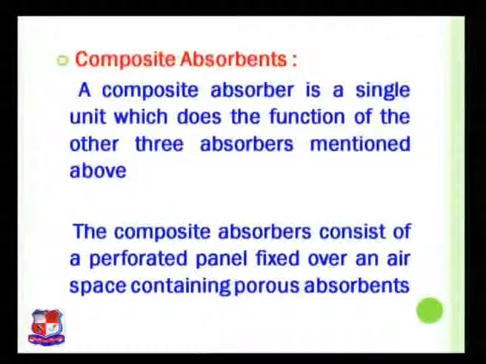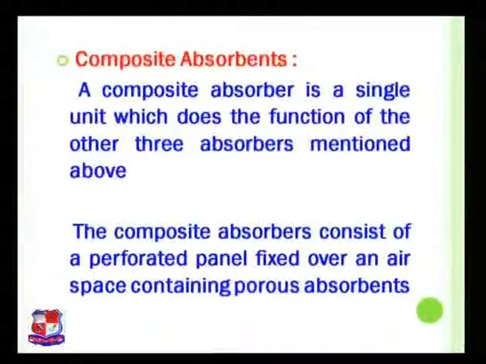Composite means there is a composition of two or more things. That means a composite absorber is a single unit which does the same function as the above three absorbers. As mentioned above, we have mentioned the three types of absorbents: one is the porous absorbent, the cavity absorbent or cavity resonator, and the panel absorbent. The composite absorbent can conduct all three absorbing systems.